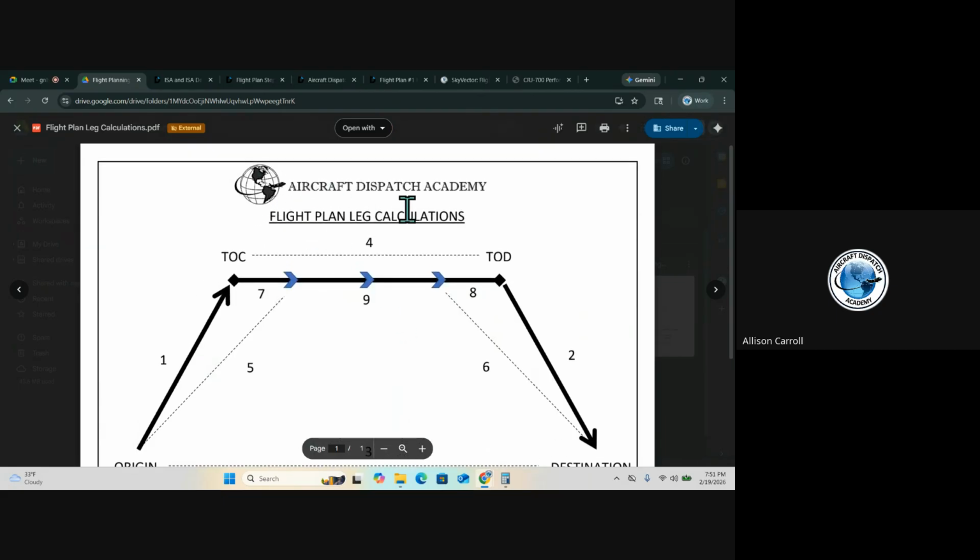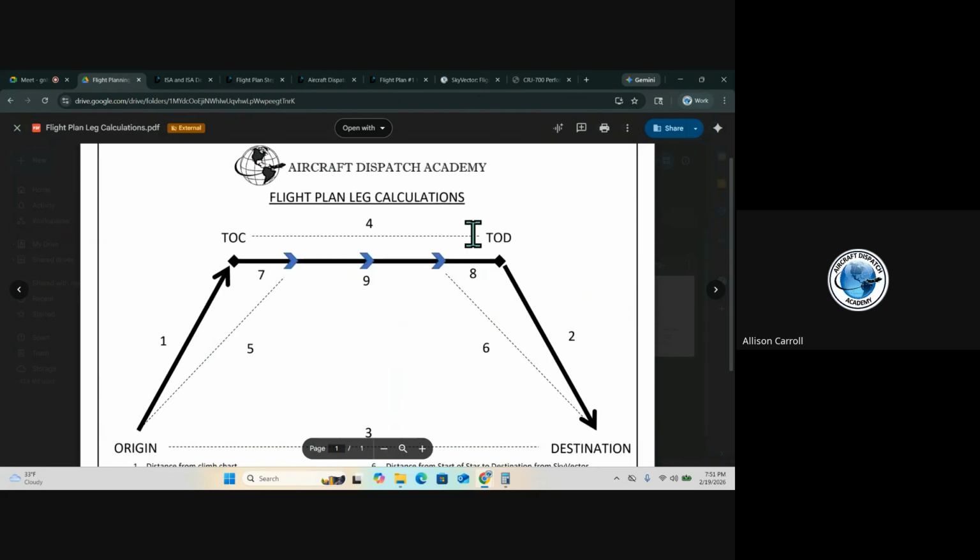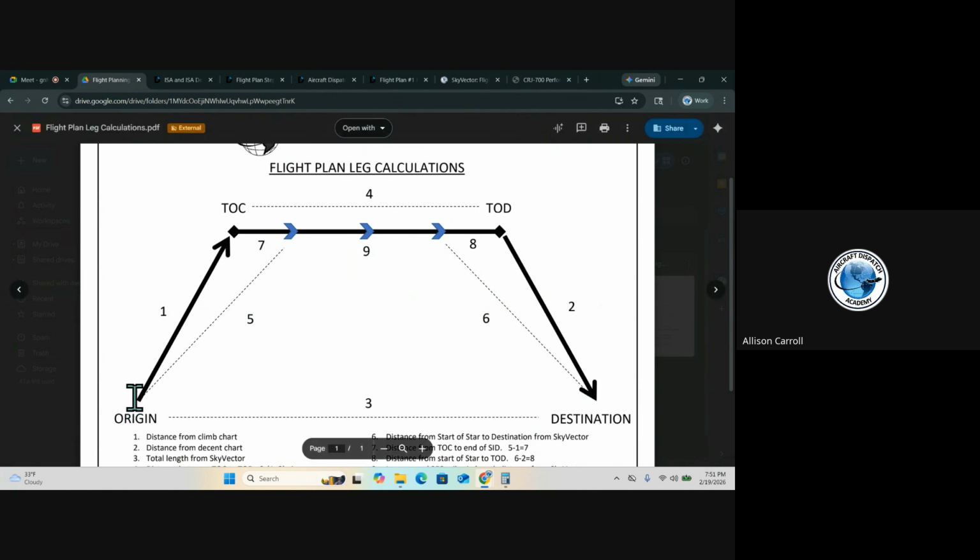So flight plan leg calculations. What I'm going to do is draw my own, pretty much the lifespan of a flight. You go from your origin to top of climb, and then you cruise all the way to your top of descent, and then you descend into your destination. And so I call it the lifespan of my flight.